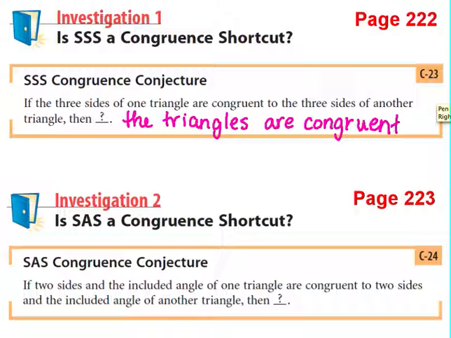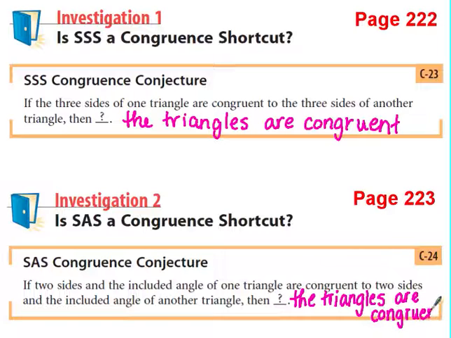So what did you find out about your triangles, folks? They're congruent. So far we've got two choices here: SSS and SAS. Okay? So side, side, side, and then side, angle, side.